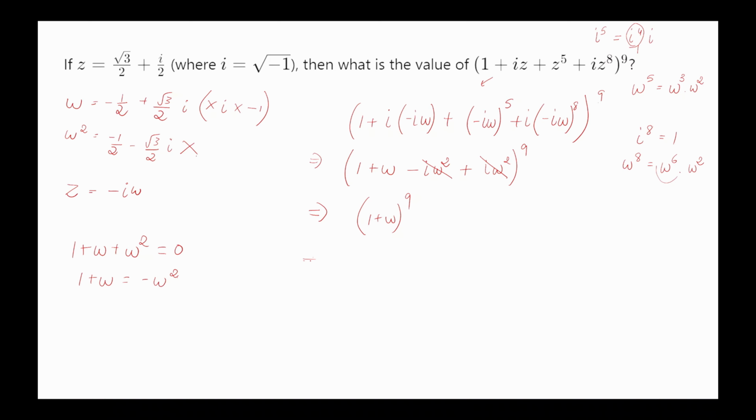Now I can replace this value here. So this would become minus omega square to the power 9. So this would become minus omega to the power 18. And omega to the power 18 is a multiple of 3. That means I can write it as omega to the power 3 and 3 into 6. So basically it is 1. And from here we get our answer to be minus 1.